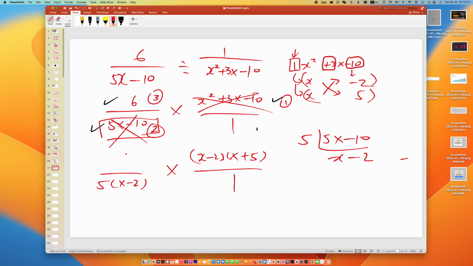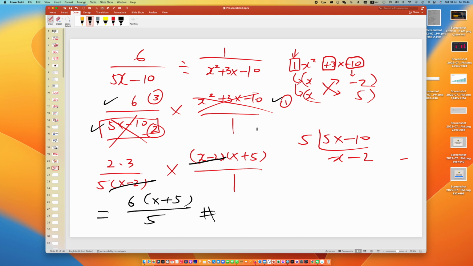Above, how do you split 6? 2 and 3, right? Okay, good. So top and bottom, which one is the same? The x minus 2. Anything else? No more already. So what do you do next? Times everything together. Top times top, bottom times bottom. So top 2 times 3, 6. This one, just copy. Then 5 times 1, 5. That's it.